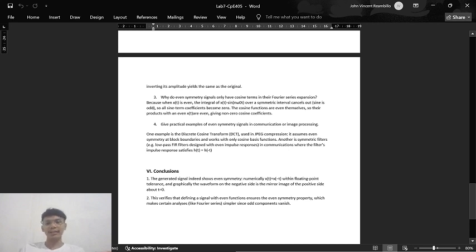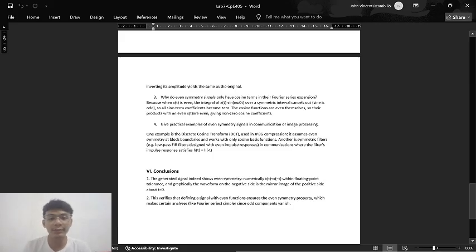In conclusion, this activity helped me understand the concept of even symmetry and how to visualize it using Python. By generating and verifying signals, the cosine wave and quadratic function, I learned that even symmetric signals are identical on both sides of the vertical axis and contain only cosine components in their frequency representation.